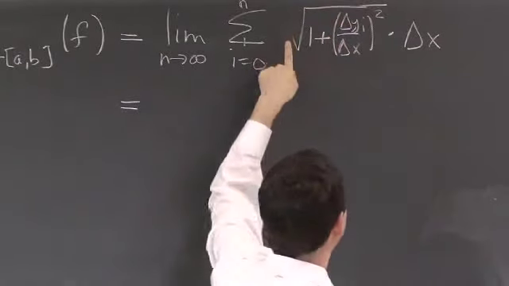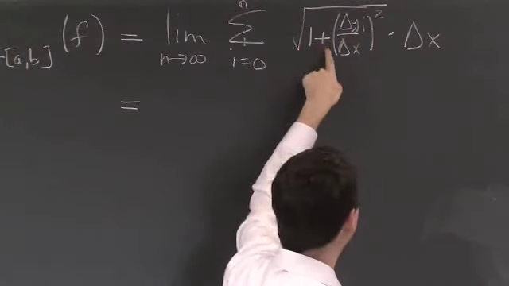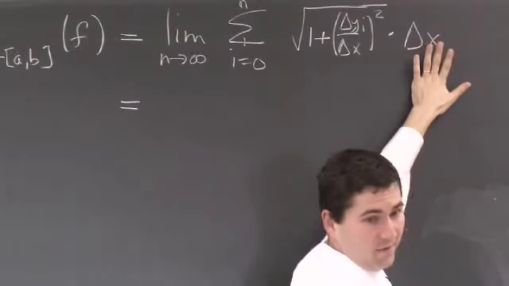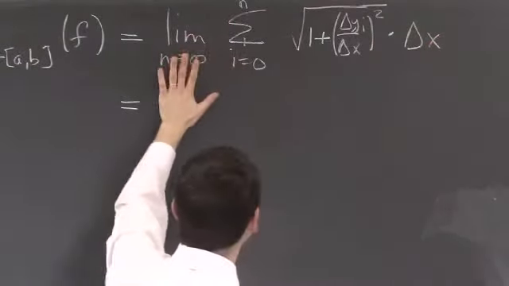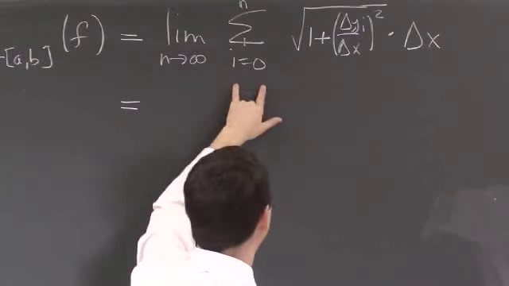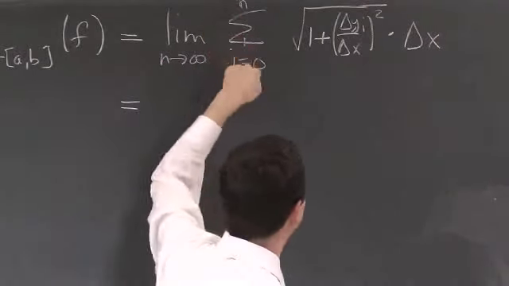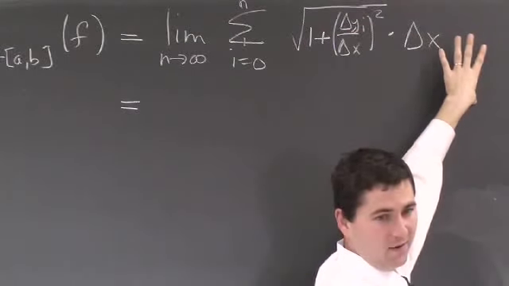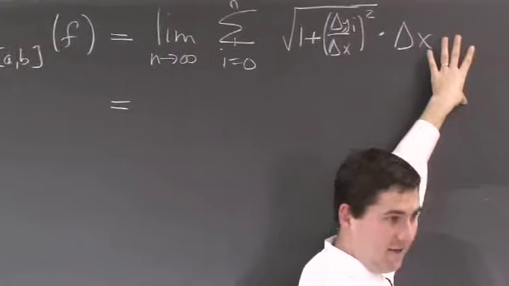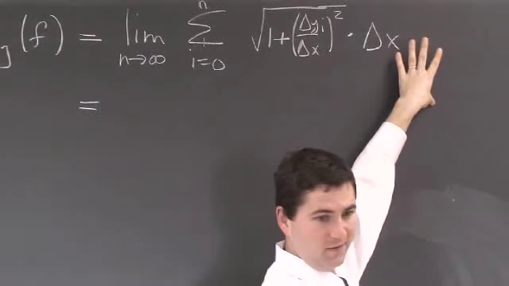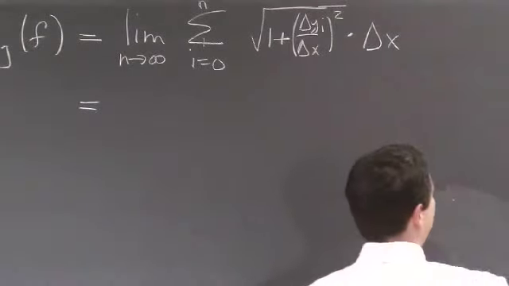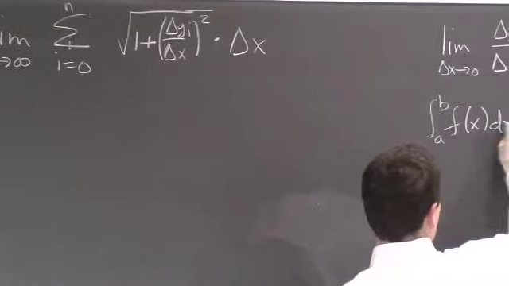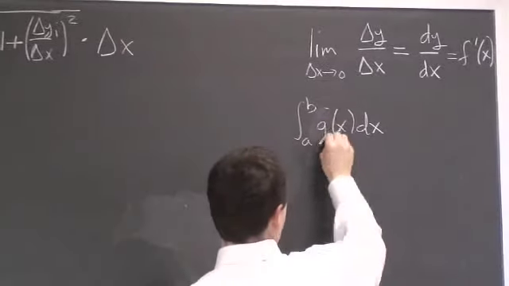Okay? So now you have a function, the square root of 1 plus dy dx squared, times delta x. So you have a limit as n goes to infinity of a sum, i equals 0 to n, of a function times delta x. That is exactly the definition of the definite integral. Remember our definite integral, you had some function. Let me call it g.